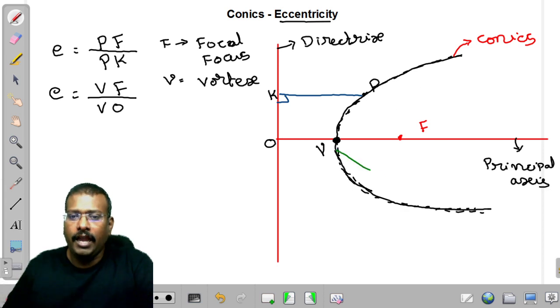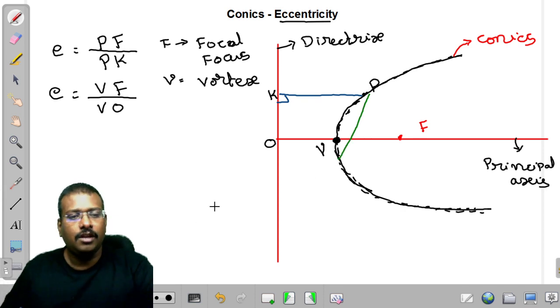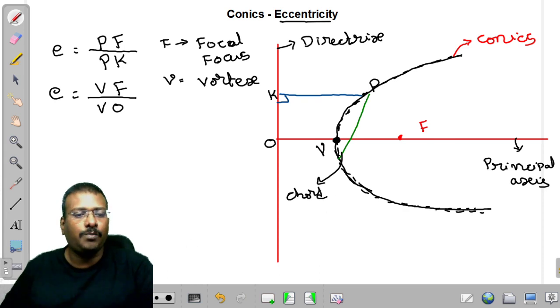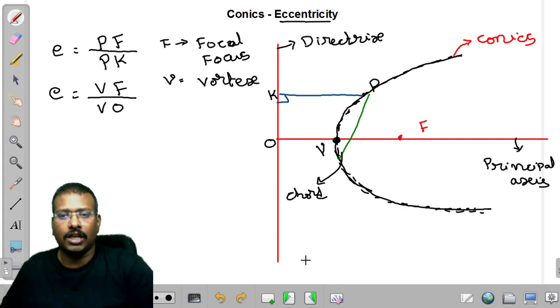Yes, the line which will join 2 points on the curve is considered as a chord. Am I right or not? And the chord which is passing through the focal is considered as focal chord.